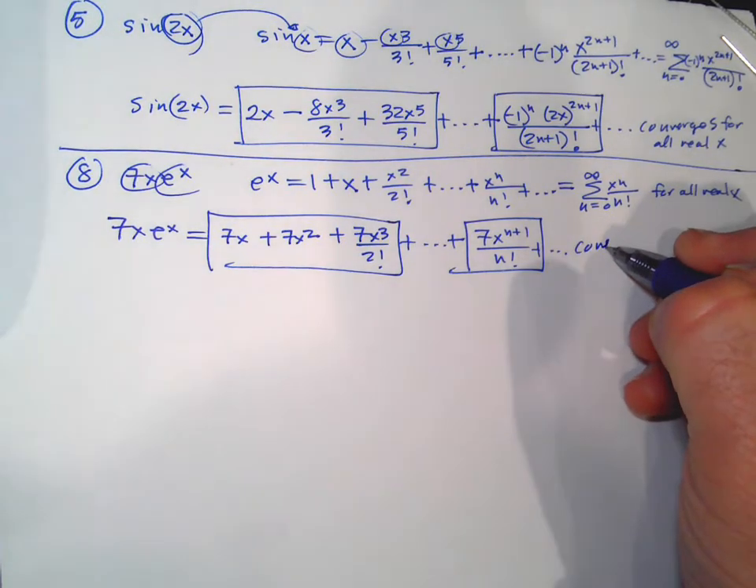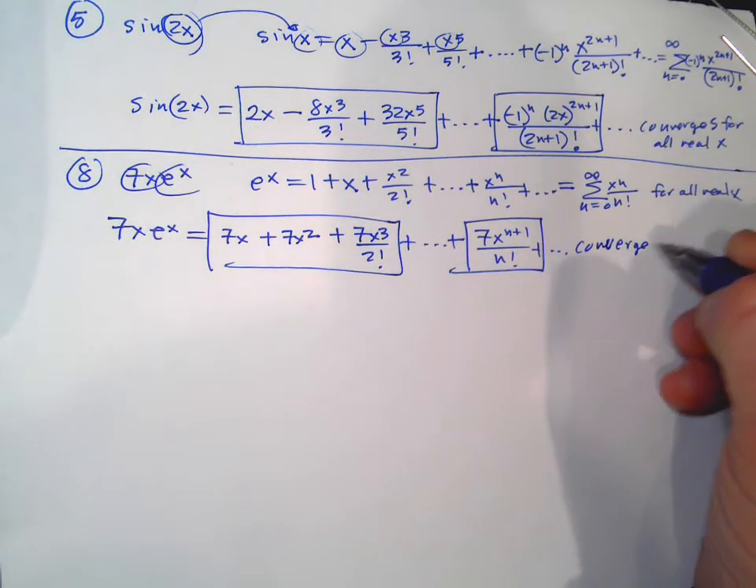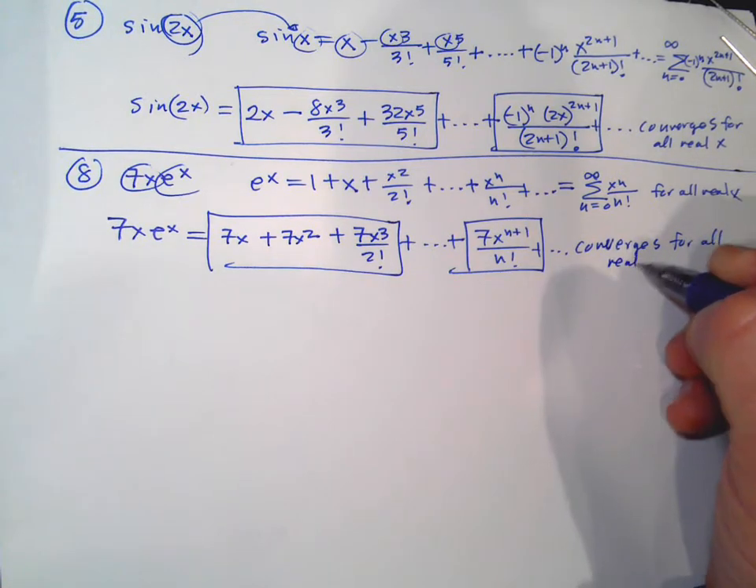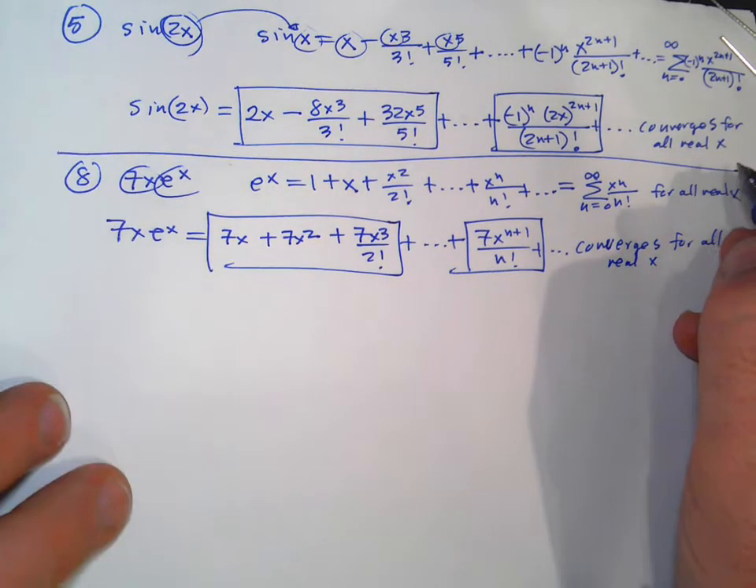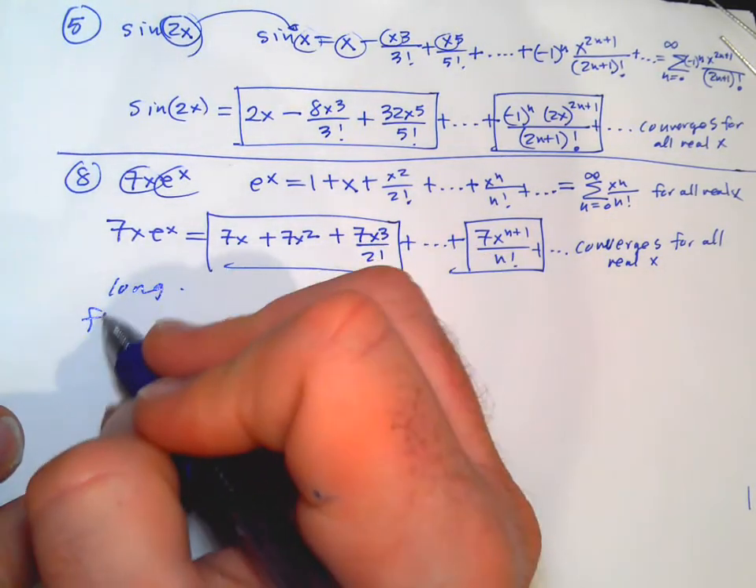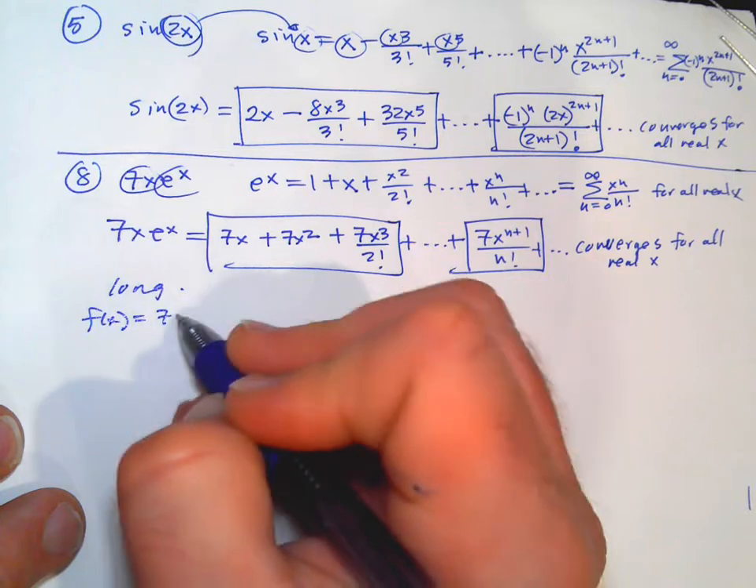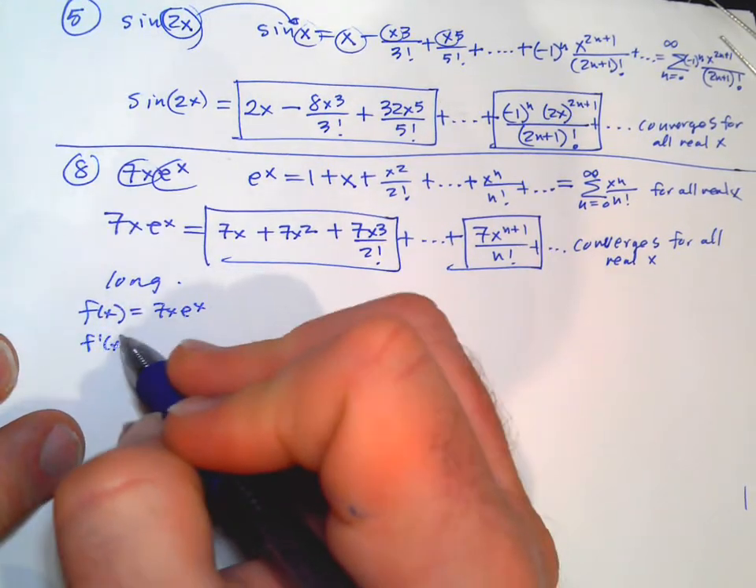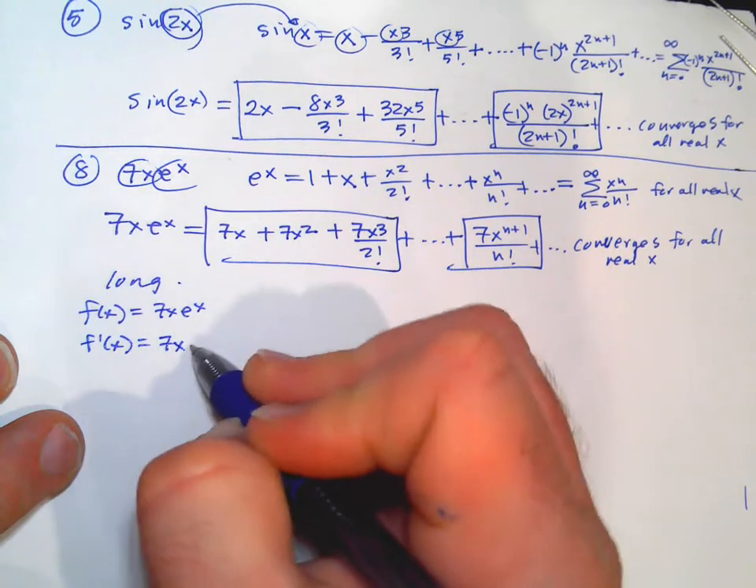Okay, the longer way, which we're going to avoid as much as possible. But sometimes we can't. The long way is to say, okay, that's your function, and let's find the derivative of it. You have to do the product rule.